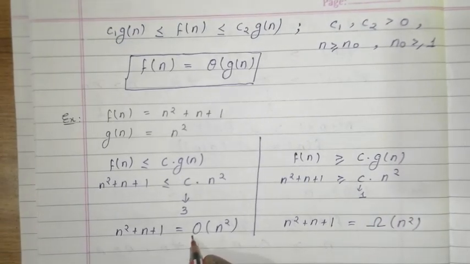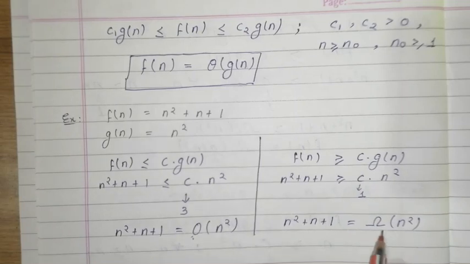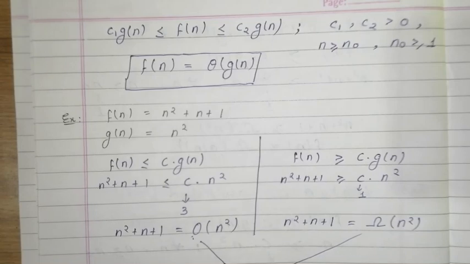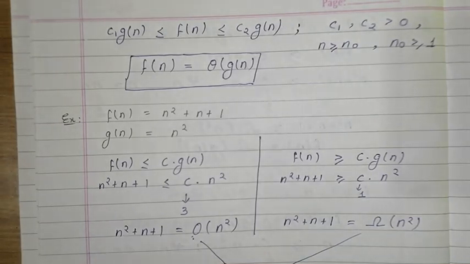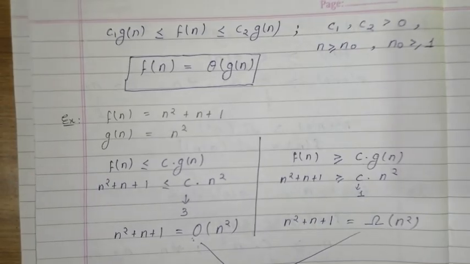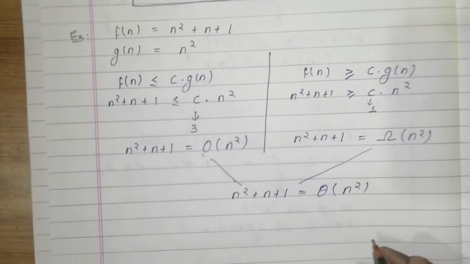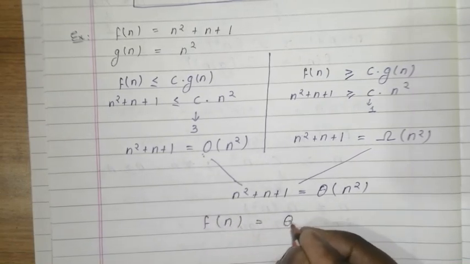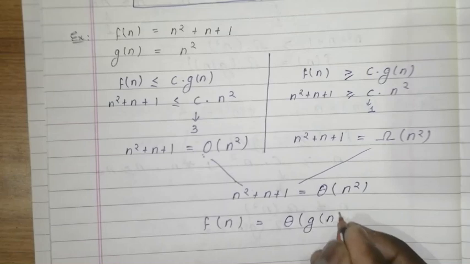If big O and omega are true, then definitely theta is true. Definitely we can say n square plus n plus 1 is equal to theta of n square. Therefore we can say f(n) is equal to theta of g(n).